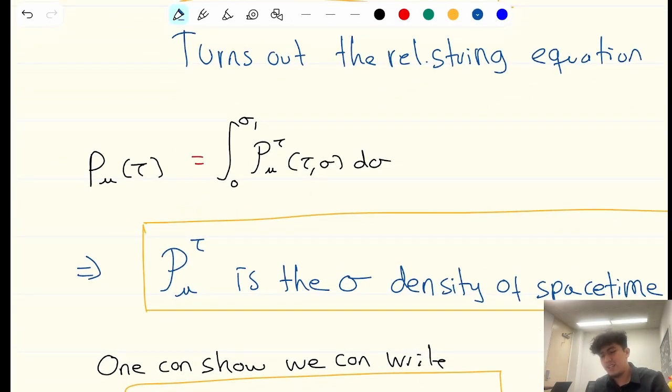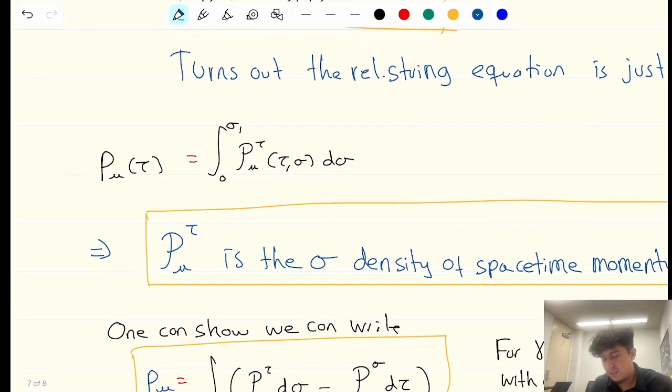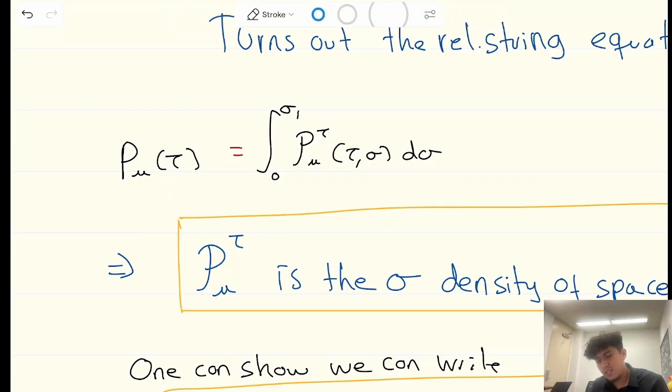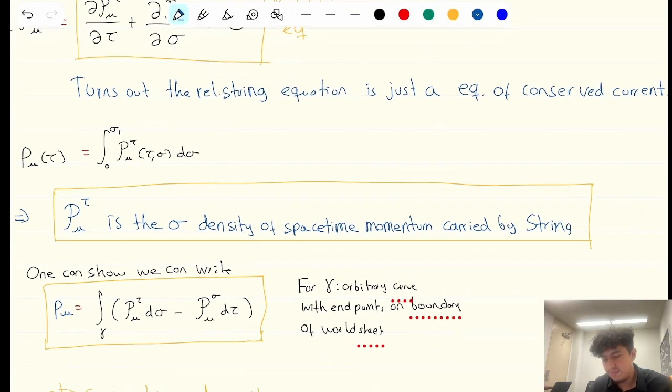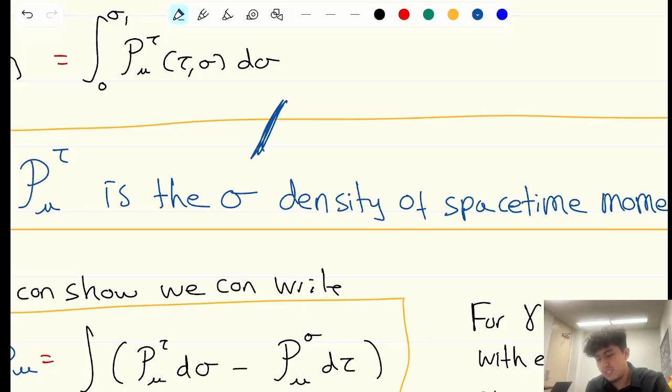Here, if you integrate over the sigma coordinate for P tau, then you get momentum, and essentially this is just telling us that the physical meaning of big P tau is the sigma density of space-time momentum carried by the string. What this means, just think about it as space-time momentum, and there's a density, and this is the sigma density, so it's like the density throughout the string of momentum.